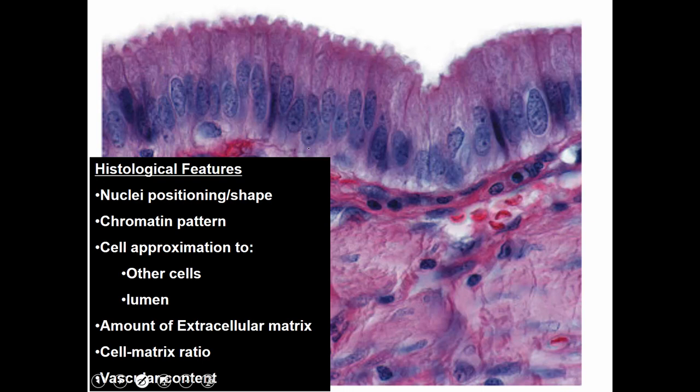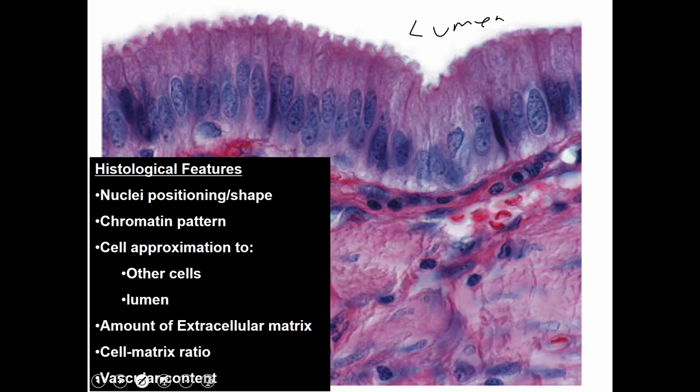Look at the cells' approximation to each other and to the lumen. So here is a lumen. Would you say that the cells are closely touching each other out here? What would you say? Absolutely. How about down here? Nuclei. Do you think they're touching each other? No. Epithelial tissue, connective tissue. Do you see any blood vessels here? No. Do you see blood vessels down here? These are red cells. So one may be avascular and something is vascular.